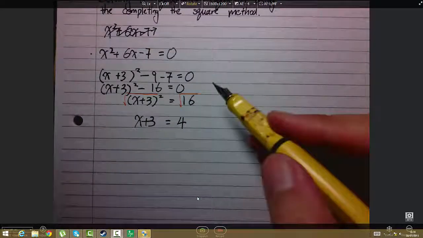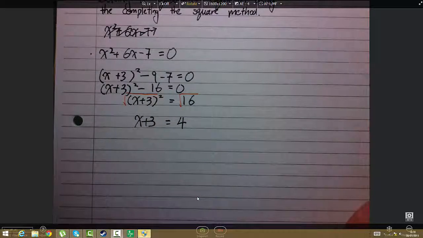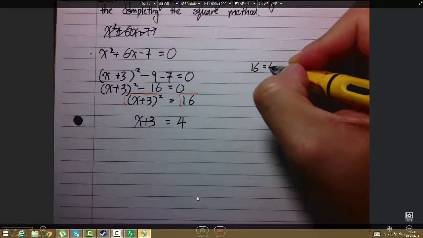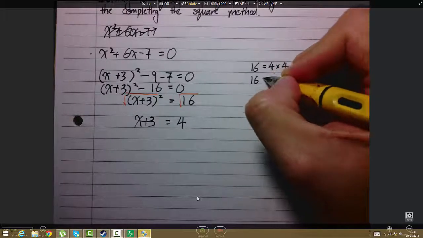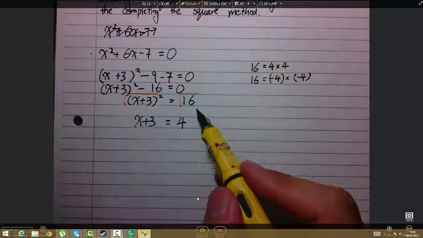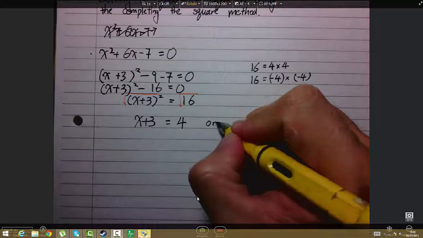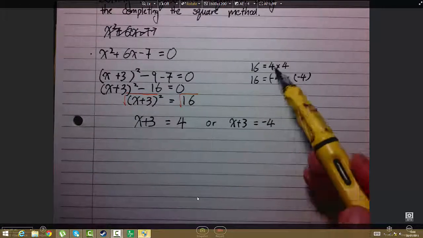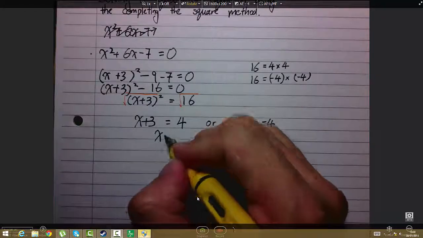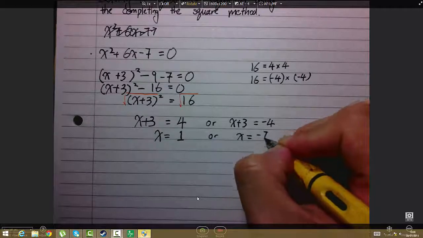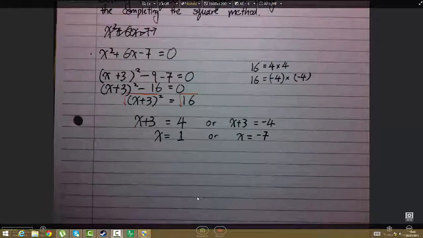Alright, but be very careful. When you square root a number, there's both a positive root and a negative root. Why? If you think about it, 16 is either 4 times 4, or 16 can be equals to negative 4 times negative 4. That's why when you square root this side, you can get x + 3 = 4, or x + 3 = −4. Hence, write the positive and the negative. Then we solve: x = 1, or x = −7, and this is solving using the completing the square method.